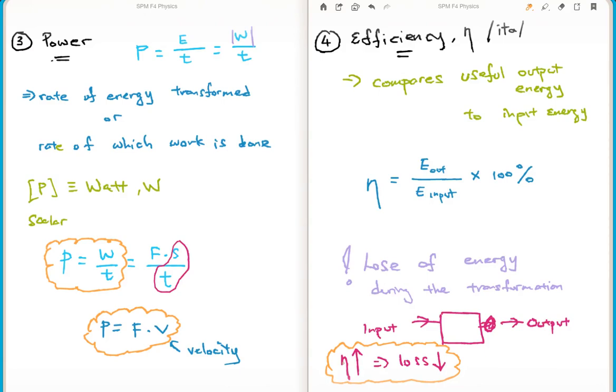That's not much exercise for efficiency. Normally, if you know how to find the output energy or output power, then you should be able to get the efficiency. Sometimes in power, sometimes in energy. It could also be P output over P input times 100%. They are similar.